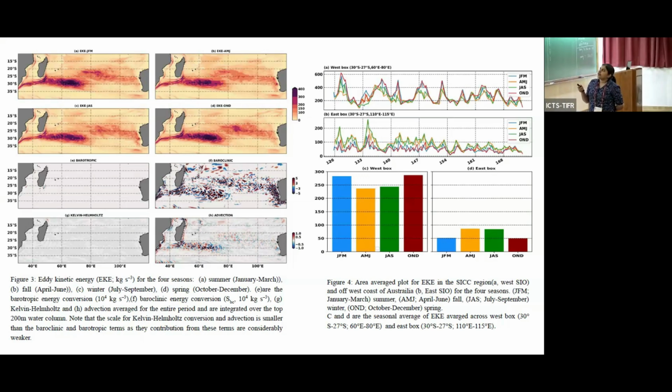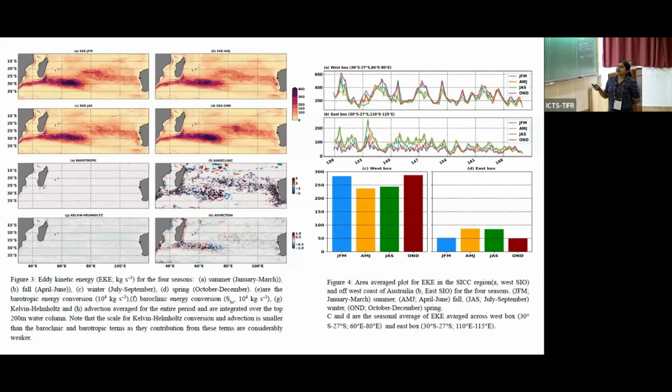And if we look into this figure, we can see that throughout the year, there is a strong eddy kinetic energy in the southern branch of the SECC, south of Madagascar, and also to some extent in the central Indian Ocean, between 20 degrees south and 25 degrees south. And in this region, the eddy kinetic energy attains its maximum value during austral summer and spring. On the other hand, off the west coast of Australia, the eddy kinetic energy attains its maximum value during austral fall and austral winter. This is more clear from this bar diagram.